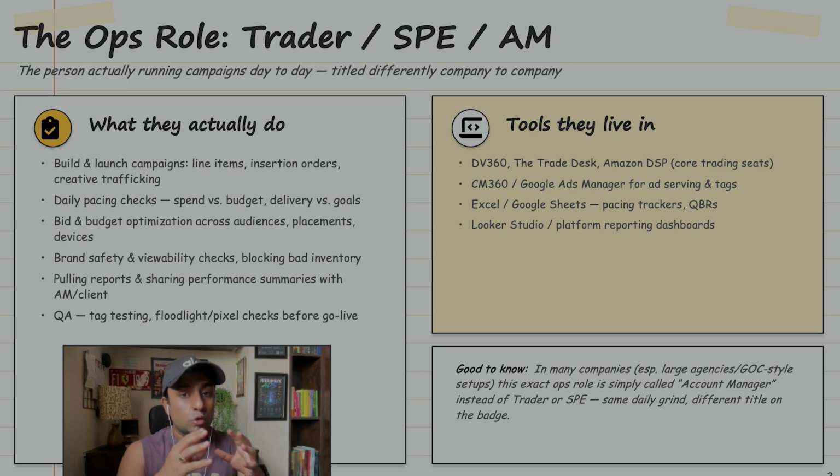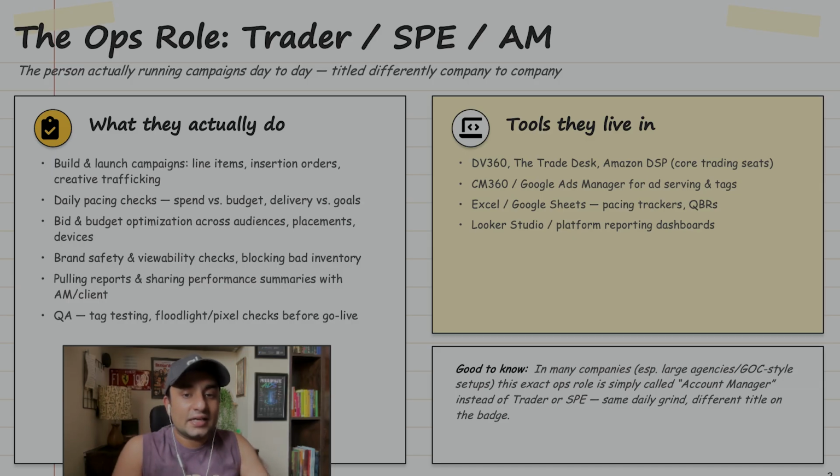Now, what tools should one know to get into this role? They should be aware of DV360, Trade Desk, Amazon DSP, because these are the core trading seats where you will be performing your day to day tasks. Then, additional knowledge of CM360, Google Ads Manager for ad serving and tags is good for you. I won't say that it is a necessary requirement, but if you know it, it's really good for you.